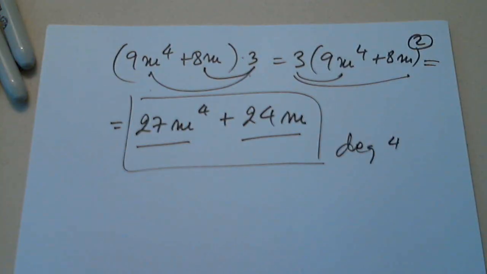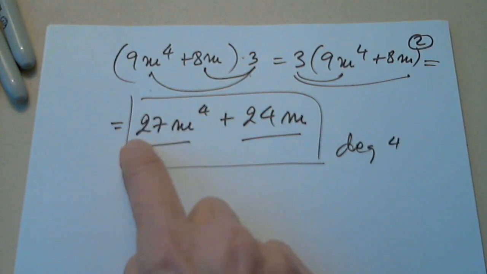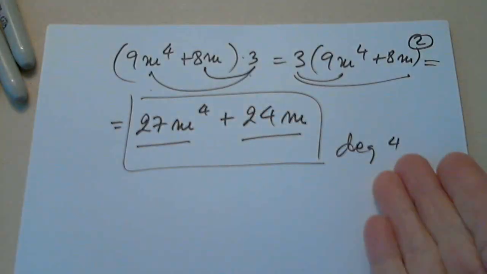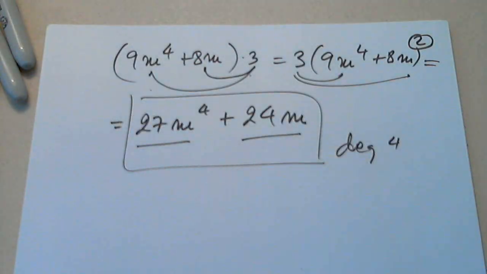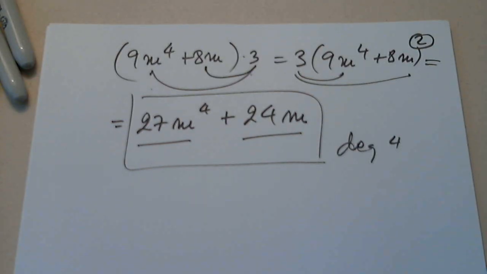This is the leading term. Can anyone give us the leading coefficient of this polynomial? The leading coefficient? How much? 27. 27 is the leading coefficient. 27m to the fourth is the leading term because it's the most powerful. It is the one that transfers its degree over the entire quantity. Very good, awesome. Good. We know how to use the distributive law.